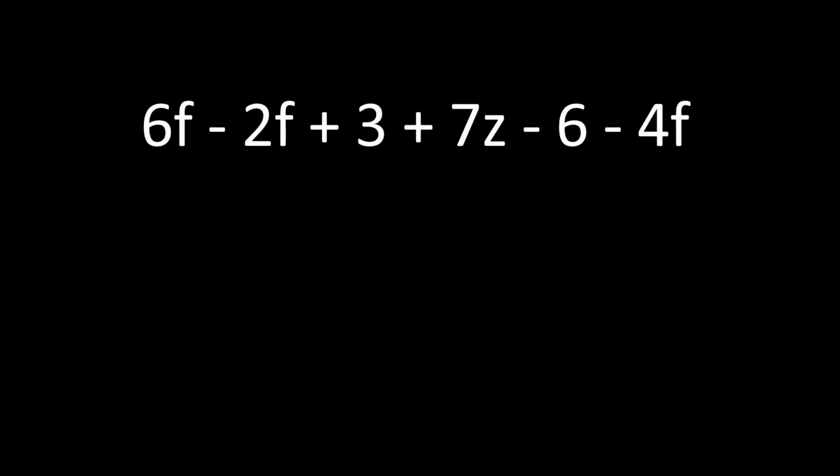In this expression, I have 6f minus 2f plus 3 plus 7z minus 6 minus 4f. I'm going to simplify this expression by identifying my like terms and combining them. So I'm going to start with the 6f, since that's what I have first. And then anything with the variable f, and only the variable f, I can group together. So that means that this negative 2f, yes, it's subtracting 2f, but I can think about it as negative 2f. So I'm going to circle the negative sign with my 2f and then the negative 4f. Those are all like terms that I'll combine here in a minute.